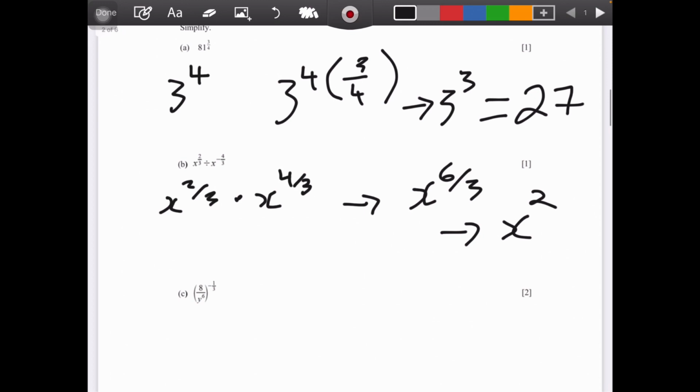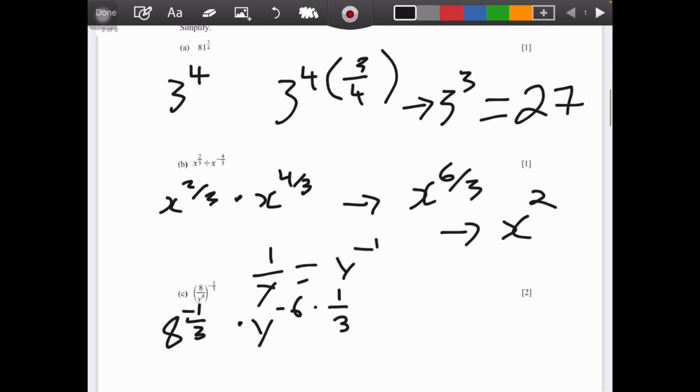For the last one, like we said, there's a negative exponent, and what we can do is split this into two parts. So we have 8 to the power of negative 1 over 3, times y to the power of negative 6 times 1 over 3. Because it's 1 over y, that's the same as y to the power of negative 1.